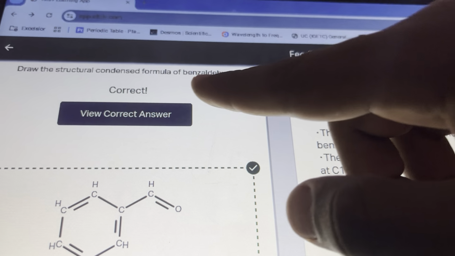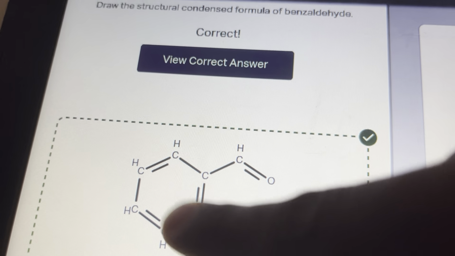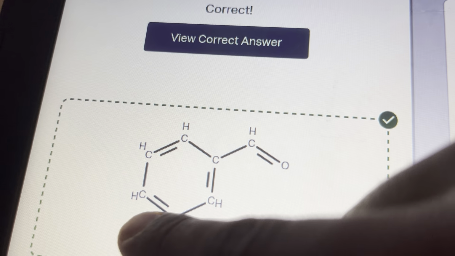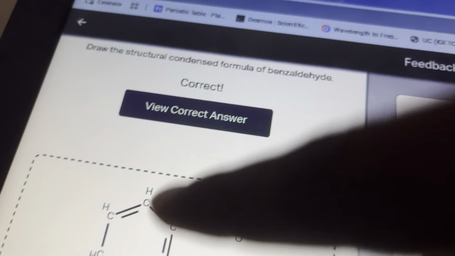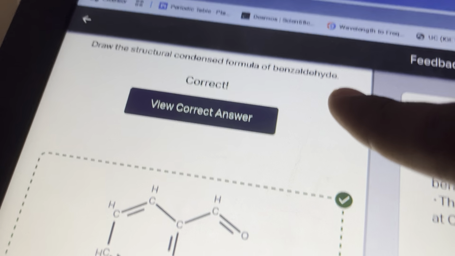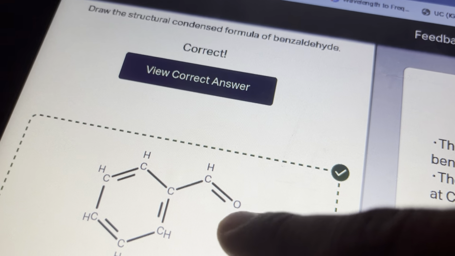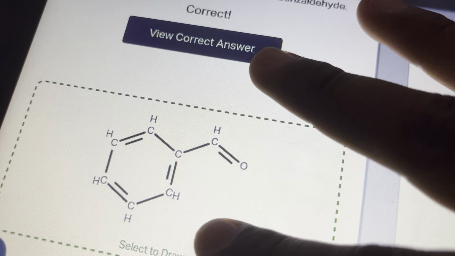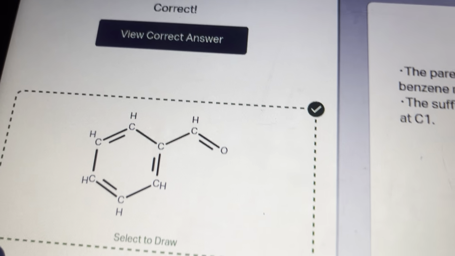Okay, benzaldehyde. Remember the benz always tells us it is a 6-sided closed shape like this with 3 double bonds in it. And then the aldehyde tells us it's an aldehyde. So for the aldehyde, you have a carbon that's doubly bonded to an oxygen and then also bonded to a hydrogen. So it looks a little weird, but this is how it's going to look. Benzaldehyde, like that.